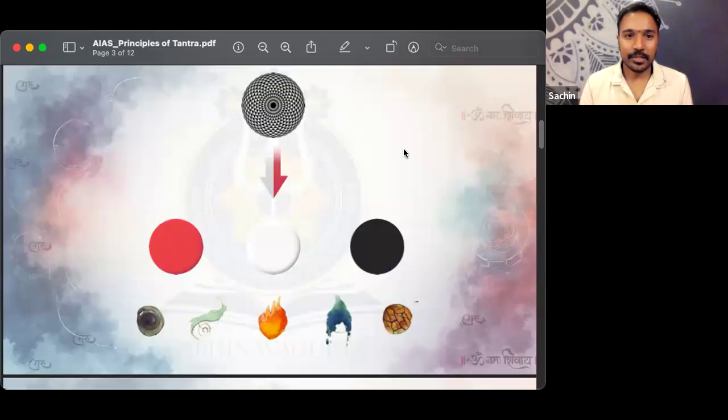In India, we say that Indians discovered 0. Shunya was discovered by the Indians. The idea of 0 came from this idea of consciousness. 0 is not nothingness or emptiness, it is completeness.